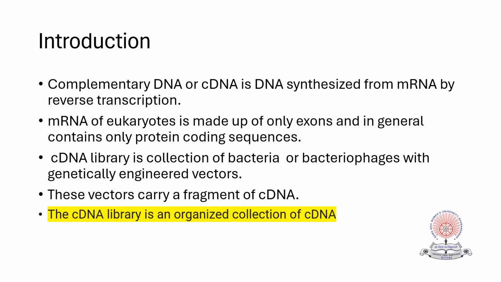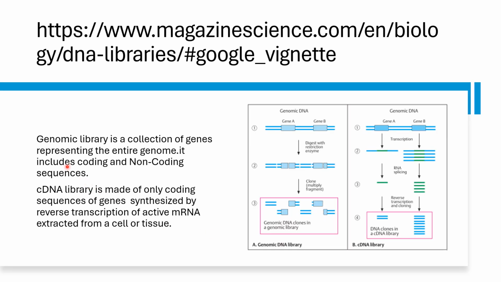A cDNA library contains genetically engineered bacteria and bacteriophages, and these bacteria and bacteriophages which constitute the cDNA library contain engineered vectors. The engineered vectors have cDNA, that is complementary DNA. In a cell, mRNA is the active transcript that contains only the coding sequence, and the DNA that is synthesized from this mRNA by reverse transcription is called complementary DNA. So we can say that the cDNA library contains only the coding sequences of an organism or a cell or a tissue.